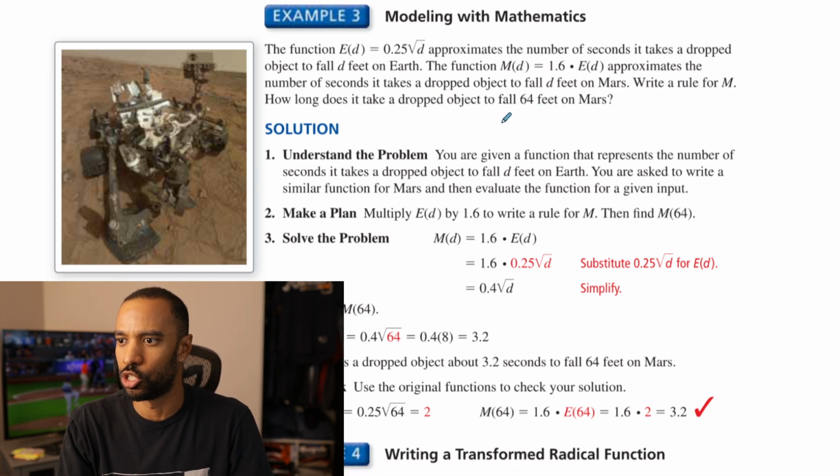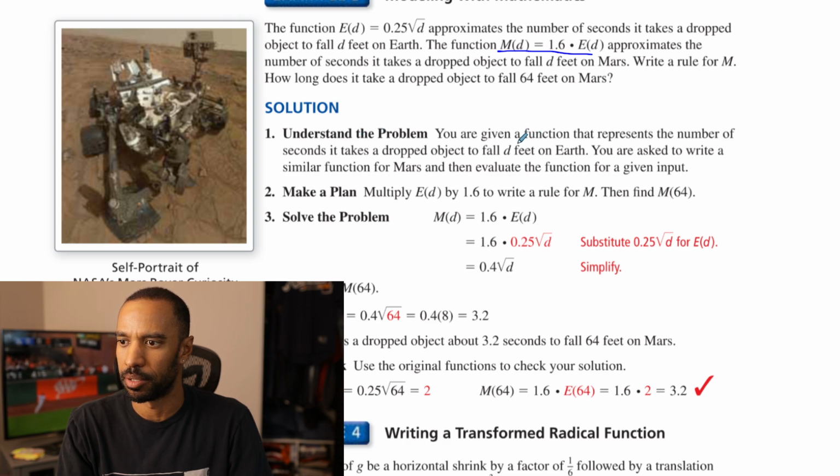How long does it take a dropped object to fall 64 feet on Mars? Write a rule for m, isn't it right there? I don't know. We'll see what they're talking about. Oh, they're doing it based on Earth. I missed that. This is Earth. That's not a variable right there.